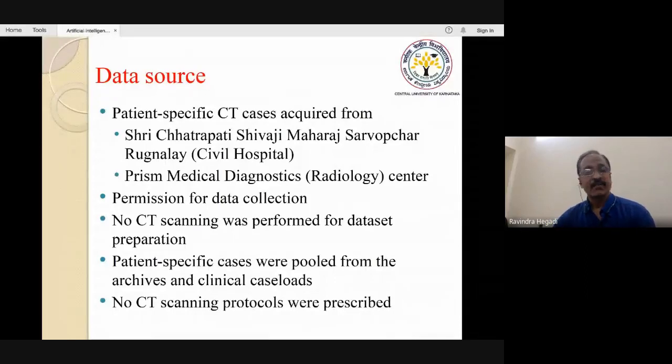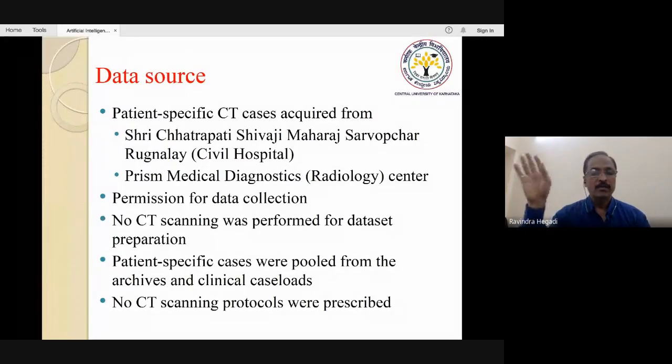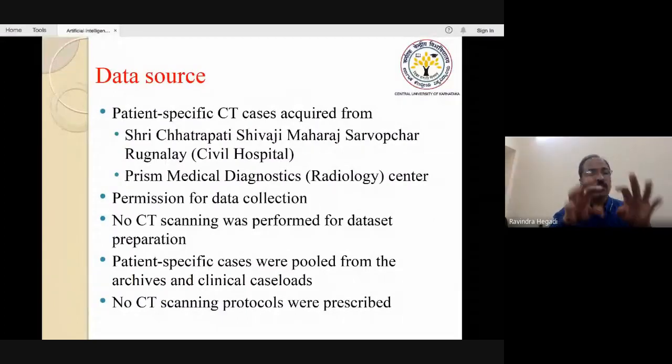So no CT scanning was performed personally by us. It was done by those centers and we collected from them. We have not done any CT scanning on our own because we are not medical experts. So the data were collected with prior permission and consent, and then patient-specific cases were pulled. We have categorized them, because for each patient we have collected the data, archived it, and done proper collection and proper labeling of the data.